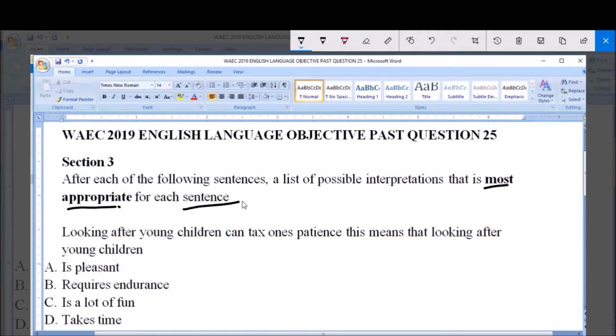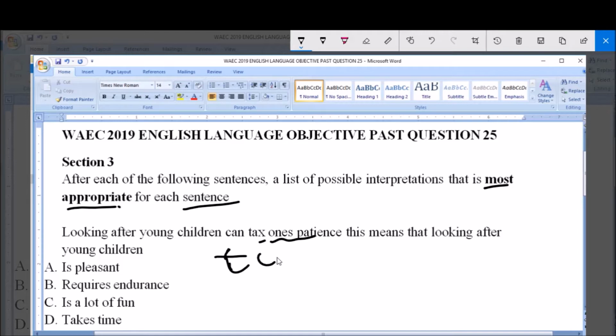Now, the sentence given to us is: looking after young children can tax one's patience. Now, this means that looking after young children, A, is pleasant, B, requires endurance, C, is a lot of fun, D, takes time. So the expression we are looking at is to tax one's patience.